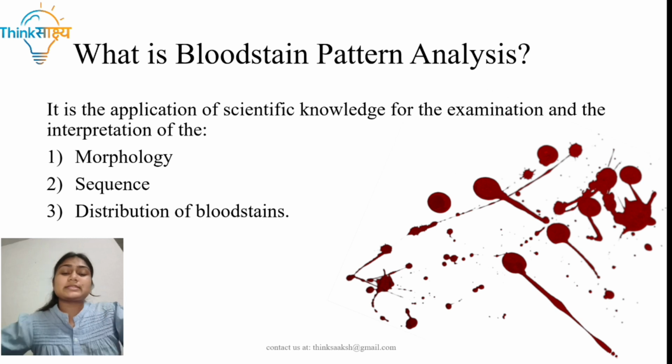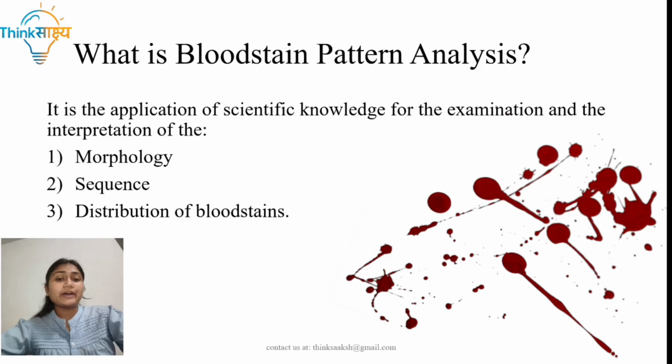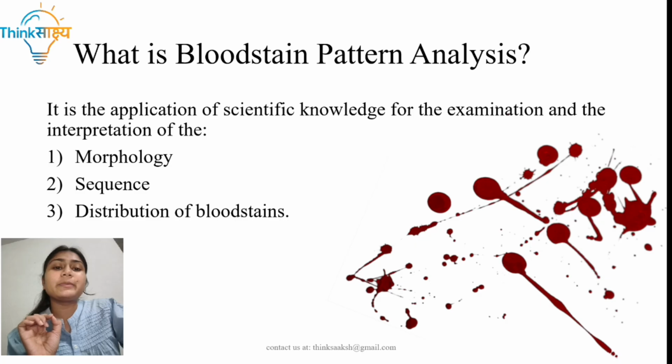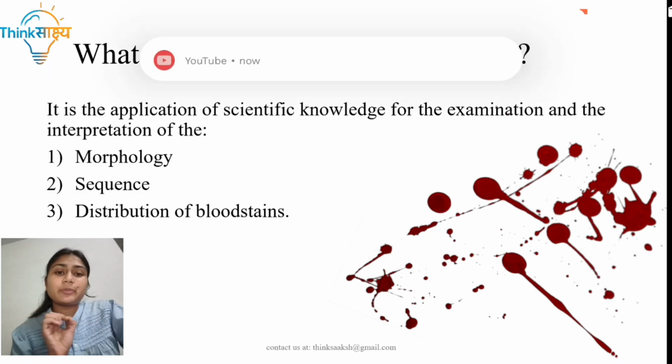This is the sequence. And third is the distribution of blood stains, like how these stains are spread on the surface. The stains spread on the surface differ with the kind of surface. Suppose we have a smooth surface, then a proper spherical shape droplet will be created there. And if we have a porous surface like soil or concrete based material, then it will absorb the blood droplet, then an irregular shape will be there.